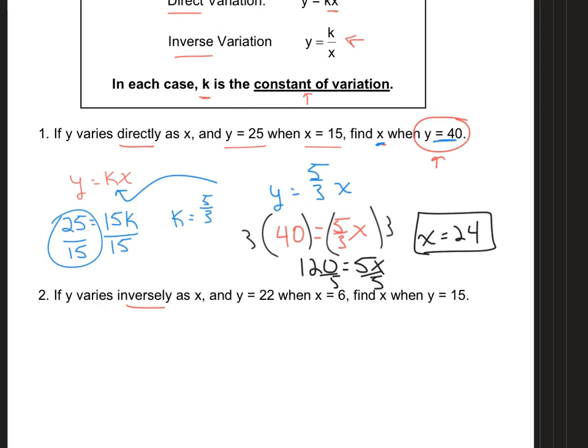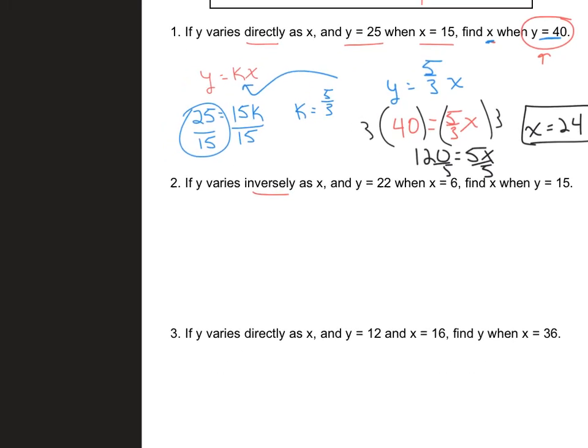Just be careful, and if you need to use a decimal, like 5/3 would have been 1.66666, you really don't want to do that. Try to deal with the fraction. But if it was something that came out to be like 1.2, that would probably be okay. Let's look at the next one now.